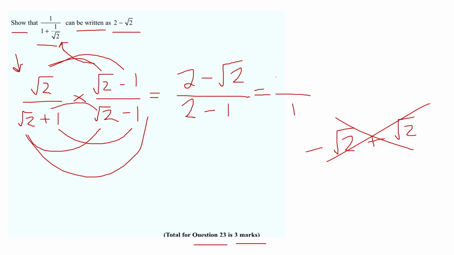We have 2 minus root 2 on the top. Anything over 1 is just itself. So the answer we get is just 2 minus root 2. Okay, as requested or as required in the question. Okay, so not an easy question, okay, but if you're happy with your laws of surds, okay, it isn't too bad once you get your head around, okay.